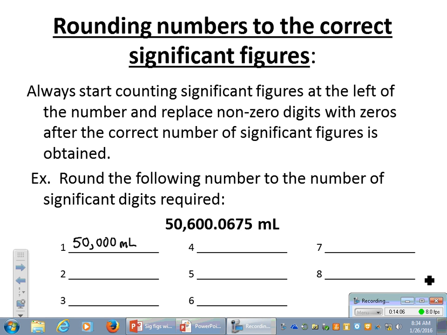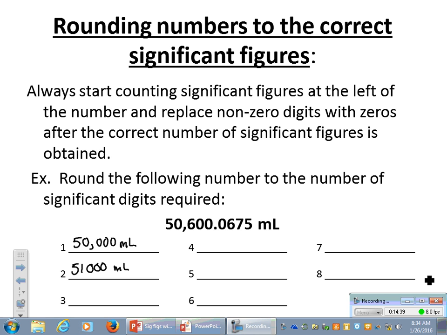To 2 significant digits, now we need to keep the 5 and the number directly to the right of the 5, which is the 0. So we keep the 5. Now that 0, to the right of the 0, it has a number 6, which is greater than 5. So we're going to round that 0 up to a 1. And this becomes 51,000 milliliters. Without a decimal place, the trailing zeros are insignificant. So leave that decimal place off.